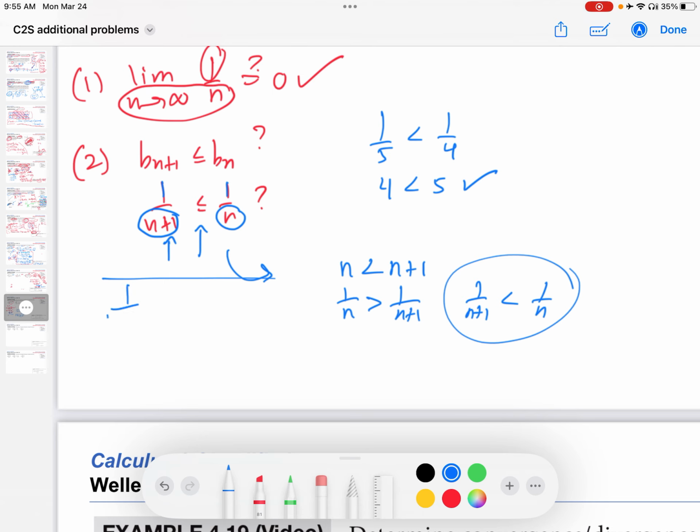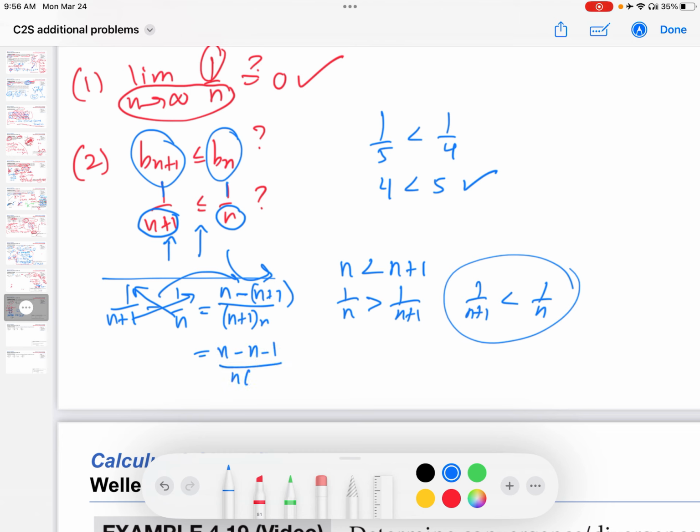So I'm going to look at 1 over n plus 1, that's b sub n plus 1, minus b sub n. If I find a common denominator here, I would multiply by n and then multiply here and then keep the sign in the middle, right? And then upstairs in the numerator, I distribute n minus 1 over n plus 1. The n's go away, so I get minus 1 over this.